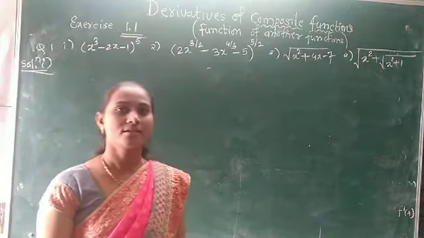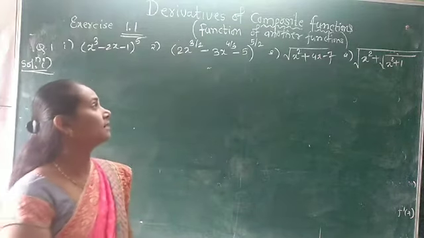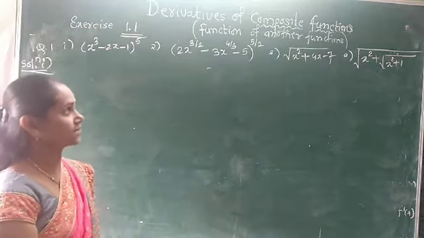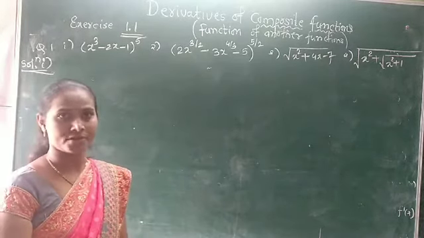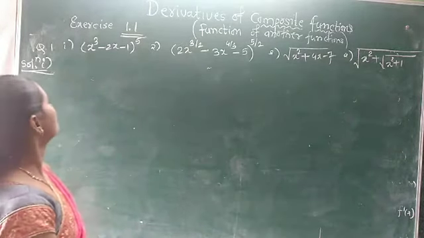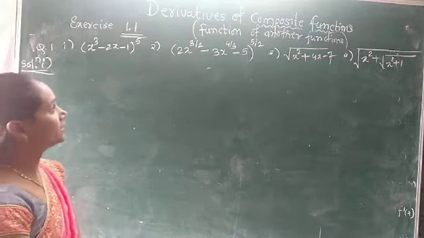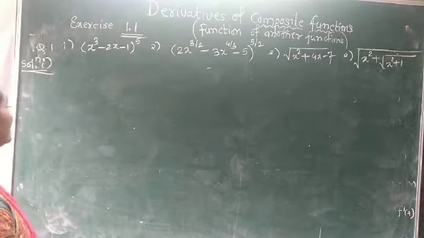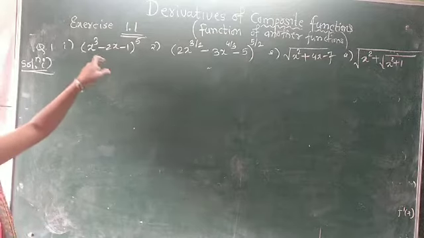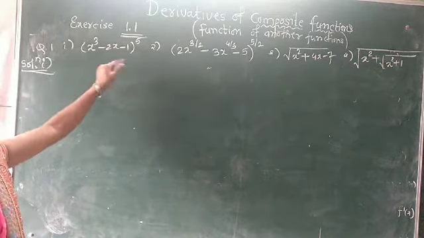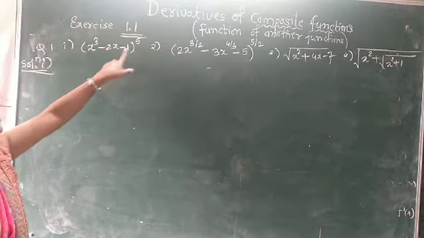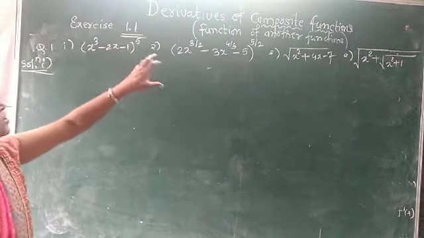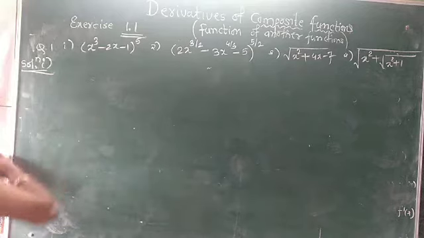Hi students, in the last lecture we saw the theorem of composite functions. A composite function means a function of another function. Now we see exercise 1.1. The first example is y is equal to (x cube minus 2x minus 1) raised to 5. That is a function raised to a power, a function of a function. It is called a composite function.